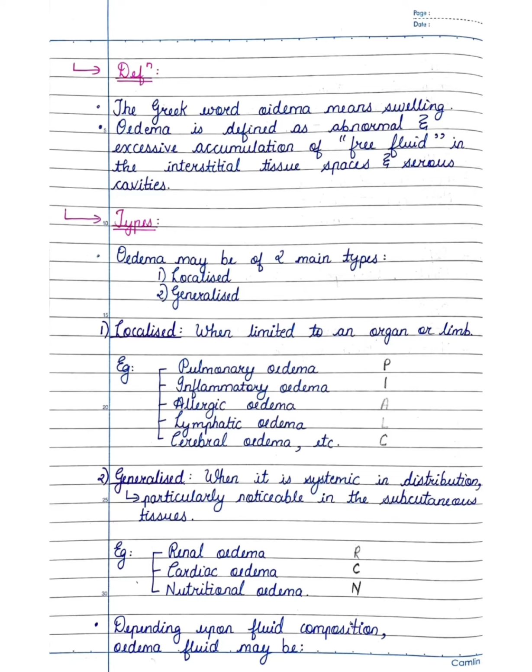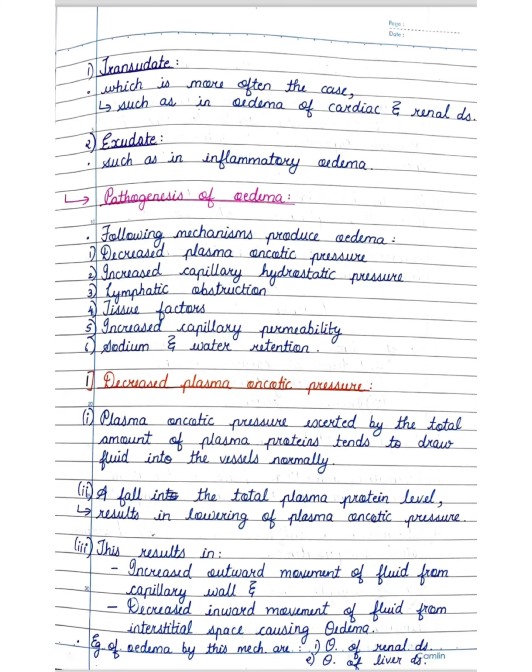Depending upon fluid composition, edema fluid may be transudate, which is more often the case, such as in edema of cardiac and renal disease. Second, exudate, such as in inflammatory edema. Now, pathogenesis of edema. The following mechanisms produce edema: decreased plasma oncotic pressure, increased capillary hydrostatic pressure, lymphatic obstruction, tissue factors, increased capillary permeability, sodium and water retention.